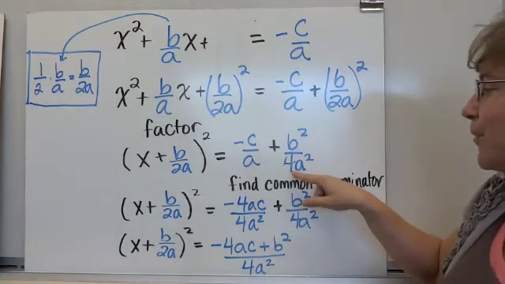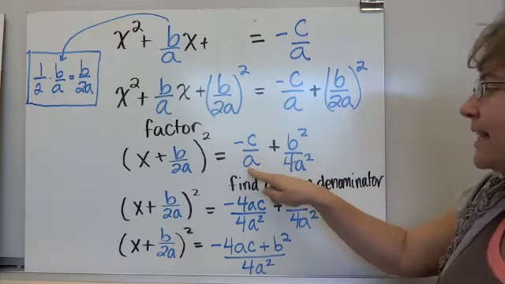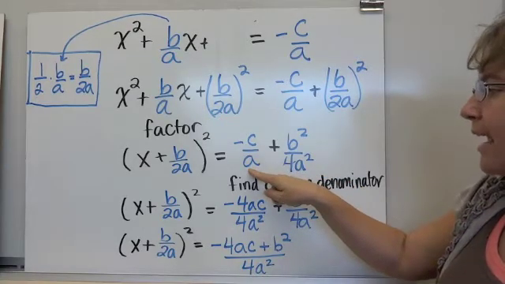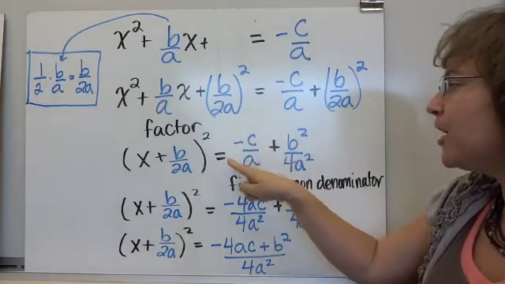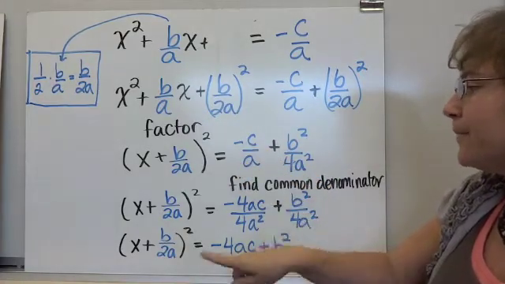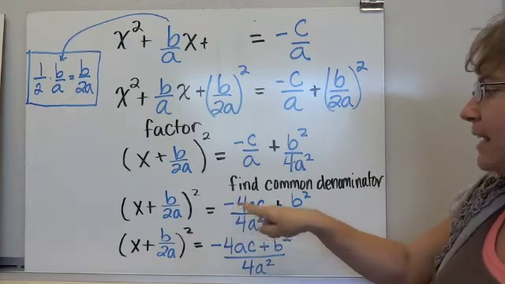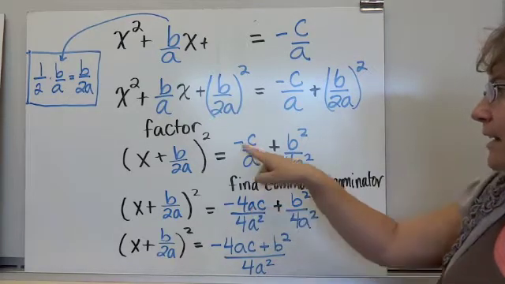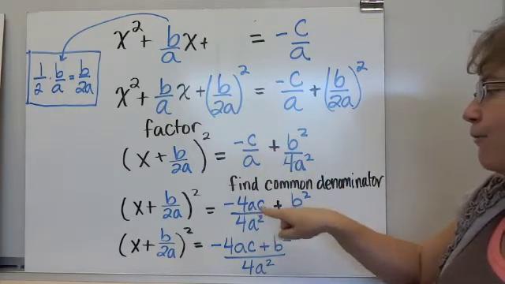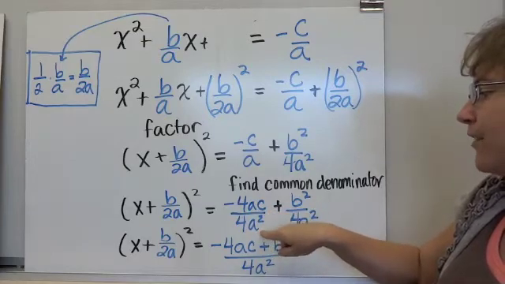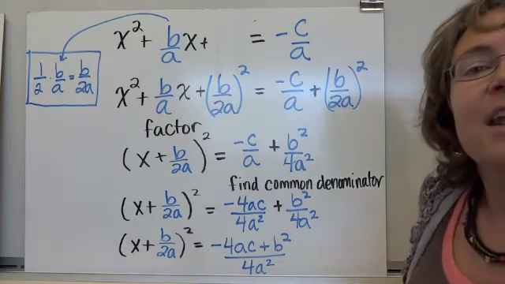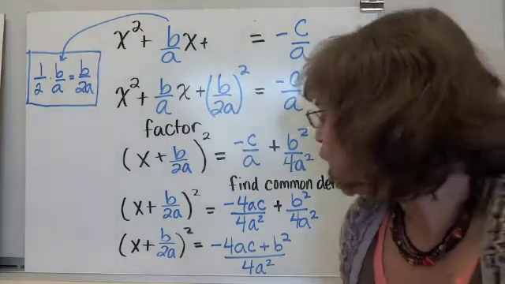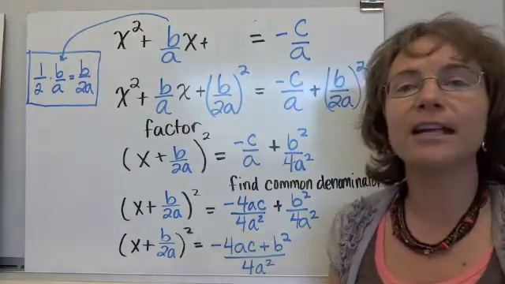So if we have 4a squared, we're going to multiply this one by 4a. Now remember, we can't change the value of this, so we have to multiply both the top and the bottom by 4a. If we do that, we get negative 4ac over 4a squared, the negative comes from that c, plus b squared over 4a squared. Now we have a common denominator. Our common denominator is 4a squared.